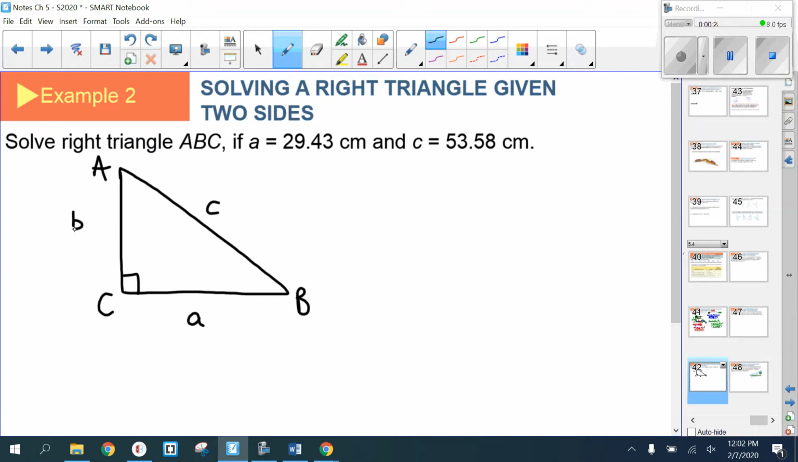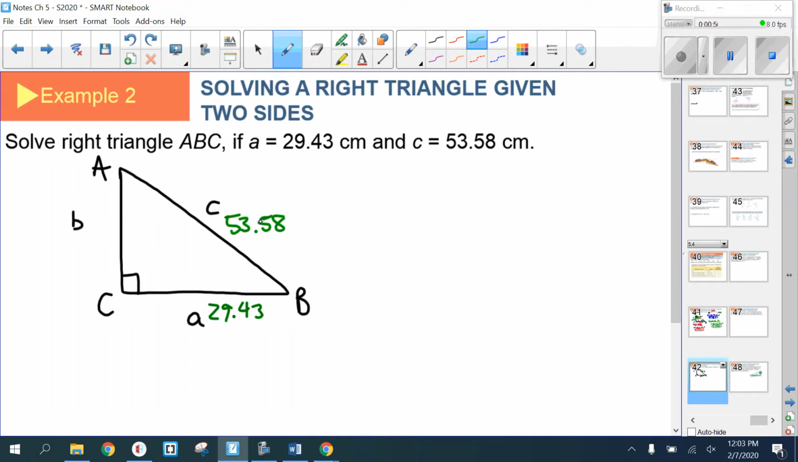Okay, so I'm going to label what they give me. They give me side A is 29.43 centimeters, and side C is 53.58 centimeters. In general, whatever they give you 2 of, it's almost always easier to find the third one. So I see 2 sides. I should be able to do Pythagorean theorem there for the third.